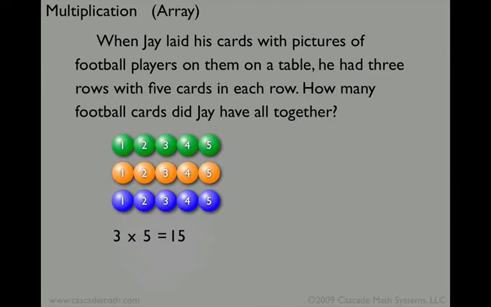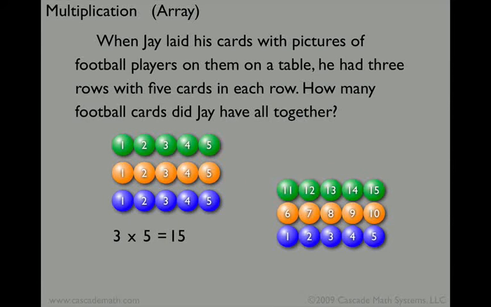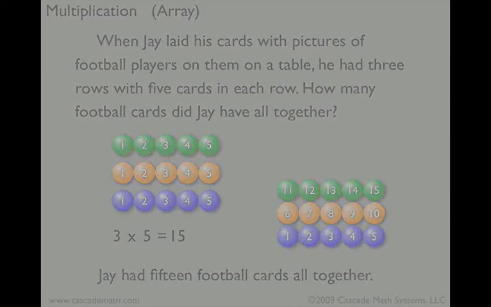Since multiplication is repeated addition, we can use addition to check our answer. If there are 3 rows of football cards and 5 cards in each row, Jay had 5, 10, 15 football cards all together. Any questions?